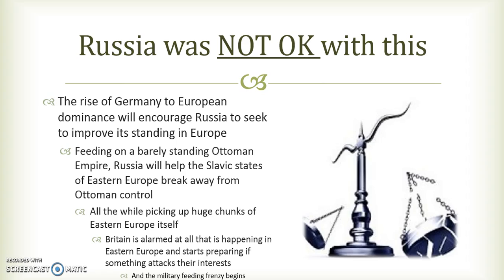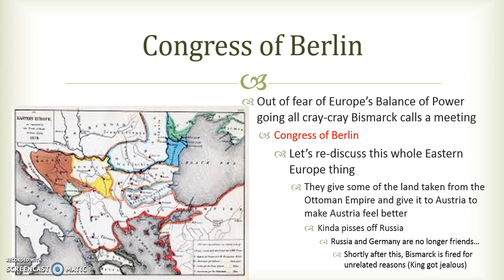And then outside of this, Austria has a big issue with this too. These areas in Eastern Europe were places Austria has really wanted for a long time. So we're going to have a lot of contention here. Russia and Austria are not going to get along. This is actually going to cause Otto von Bismarck to bring them all together. These are his allies, and particularly Russia and Austria are the two closest allies to Germany at this point. And in order to make sure that alliance doesn't break apart, he calls the Congress of Berlin.